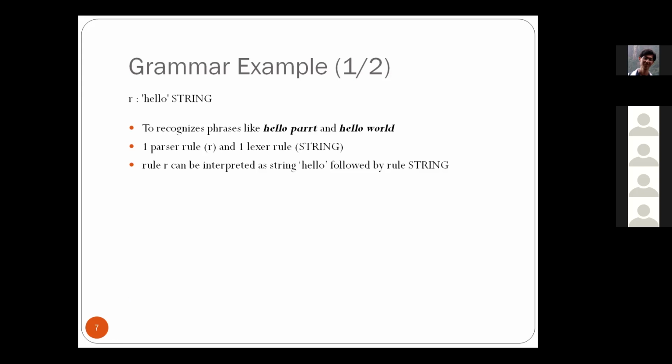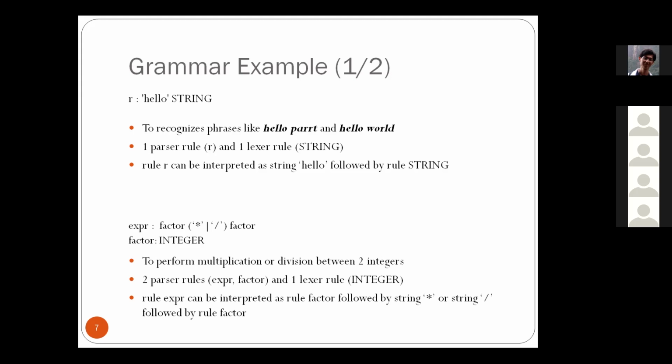Right now I'll go through a few examples of grammars quickly so that you have a feel for how to interpret them. Over here, this is the most basic one. It is a parser rule called R that is supposed to identify the string hello followed by a lexer rule string. So it is supposed to recognize phrases like hello parth, hello world, but there must be a space between the string hello and the next word. And if you put another word after hello world, it will return an error.